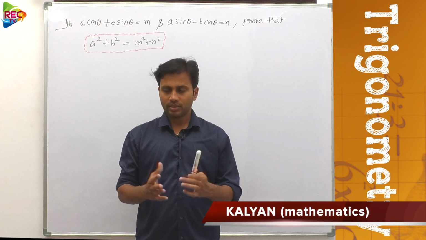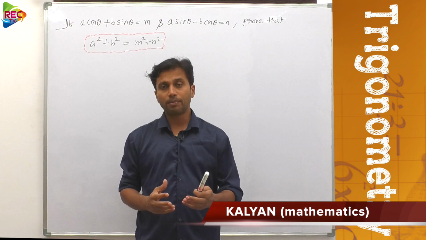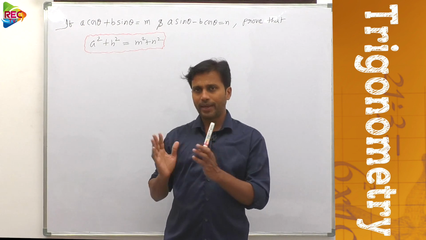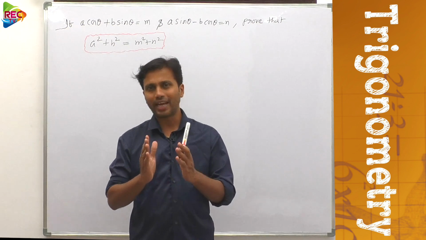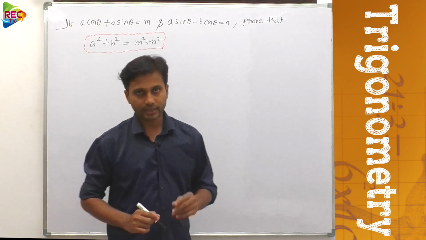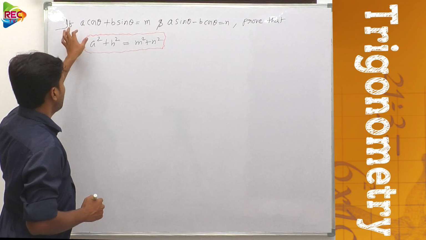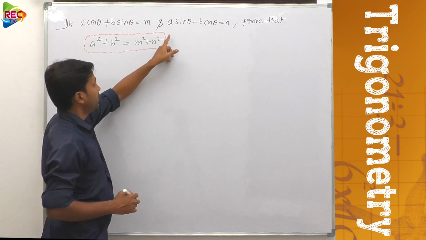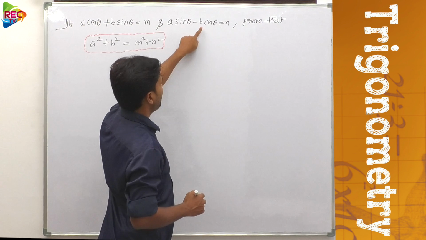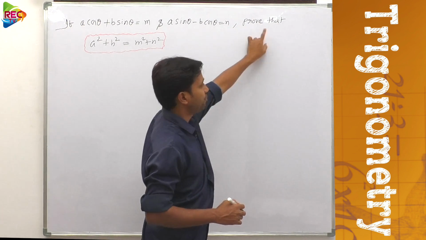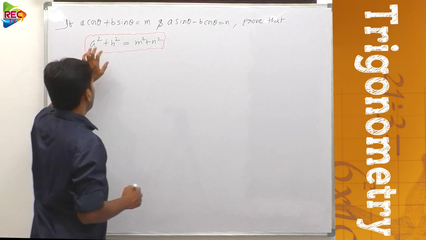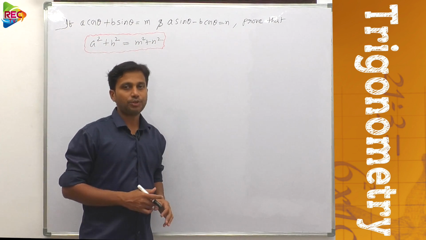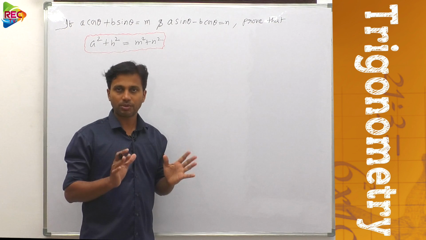So in this class we are going to do one more problem based on the trigonometric identities, and this is also a model in which we need to do the elimination of the theta. Okay, let us see what the problem is here. If a cos theta plus b sin theta equal to m and a sin theta minus b cos theta equal to n, then prove that a square plus b square equal to m square plus n square. We need to prove that a square plus b square equal to m square plus n square.